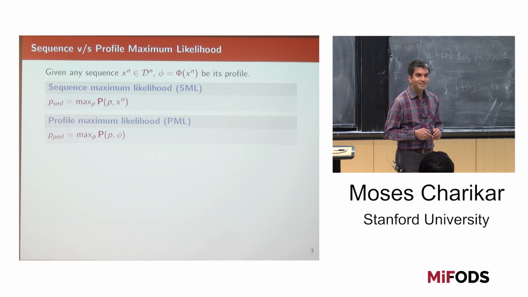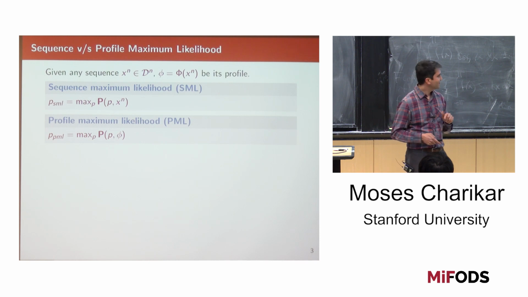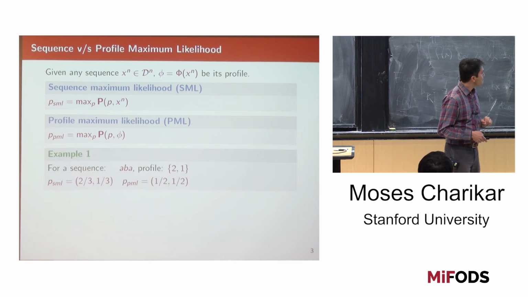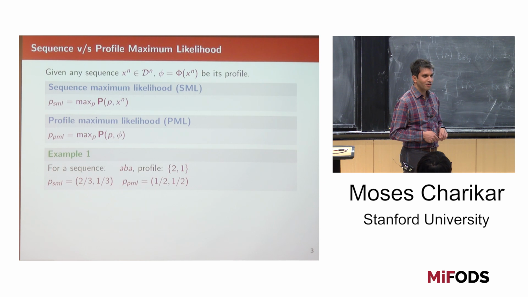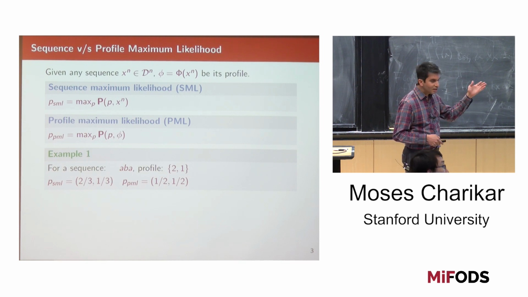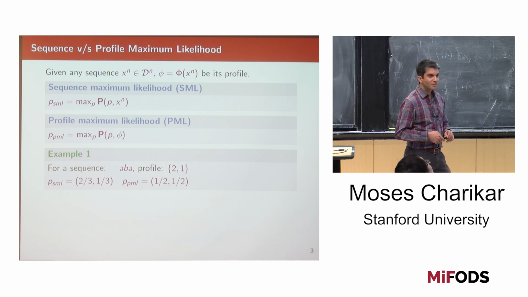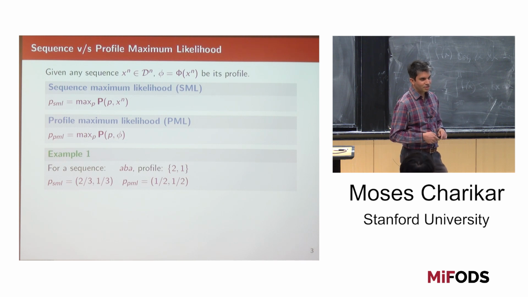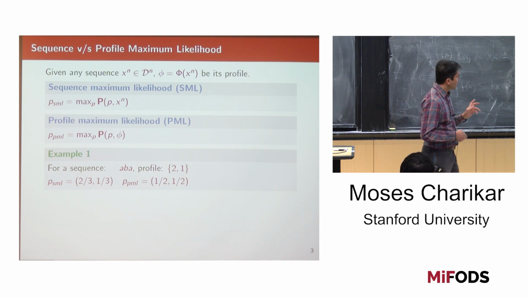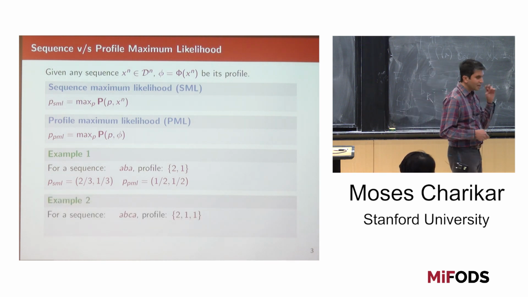Uniform. Okay, that's a good guess. So indeed, in the case of the sequence ABA, the empirical distribution maximizes the probability of the sequence. But somewhat surprisingly, if you haven't seen this before, the uniform distribution on 2 elements actually maximizes the profile probability. Okay? And there are other interesting things. Let's look at another example.